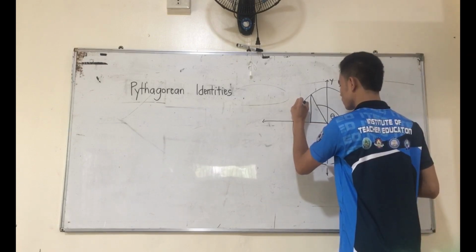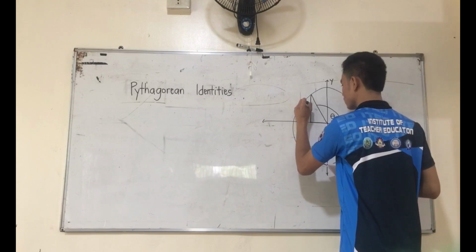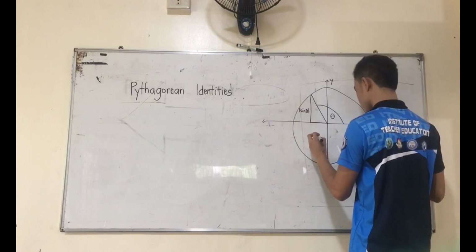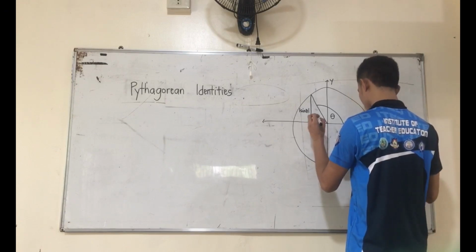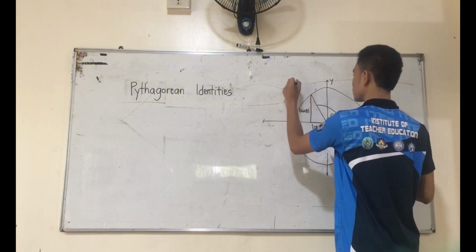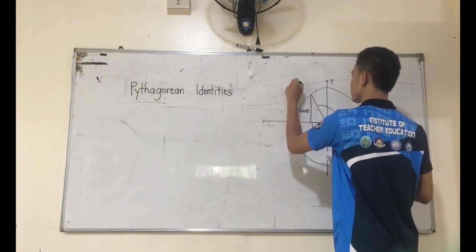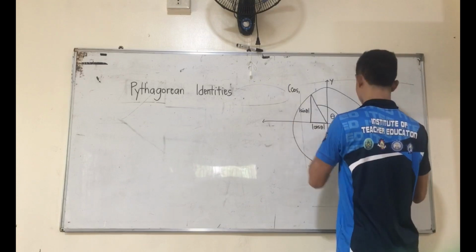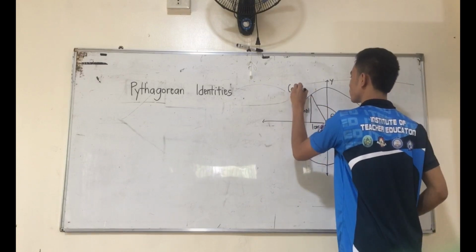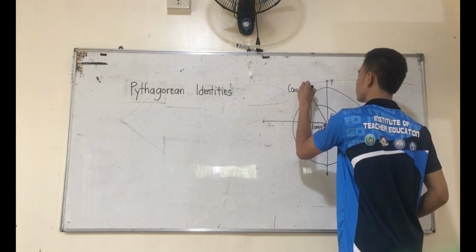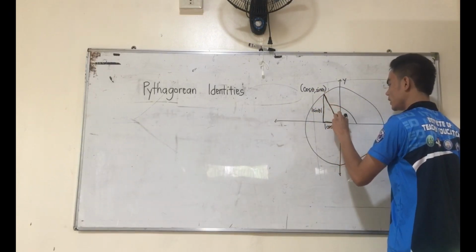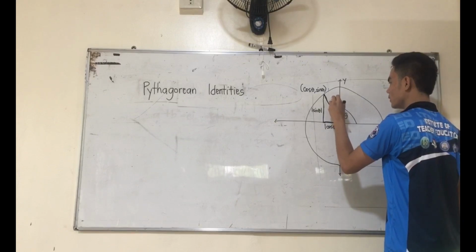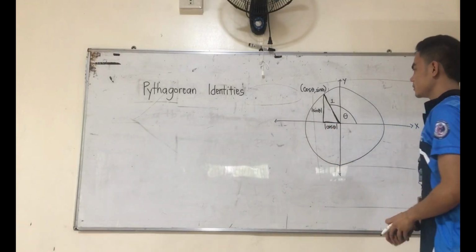And notice that the lengths of the two sides are the absolute value of sine theta and the absolute value of the cosine theta. And a point formed by that angle, cosine theta and sine theta. And the length of the hypotenuse of this right triangle is going to be 1, because this is a unit circle.